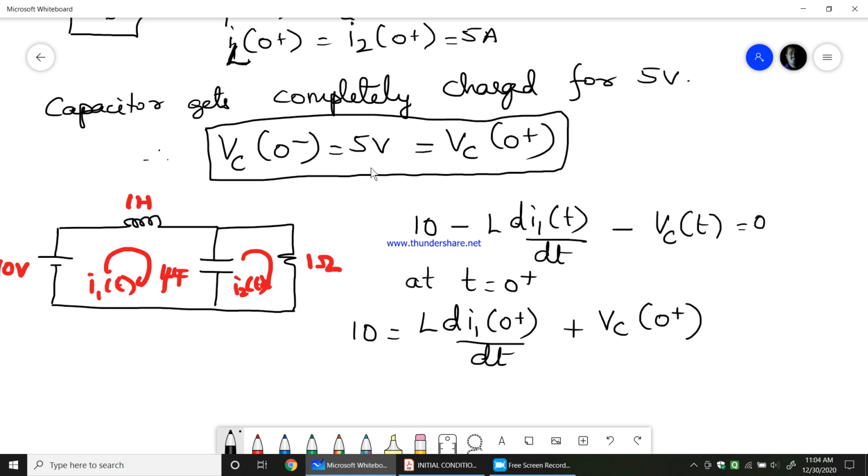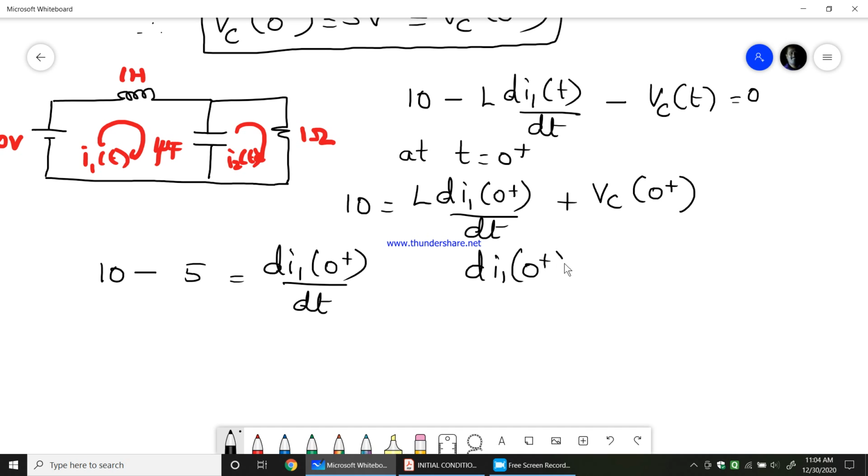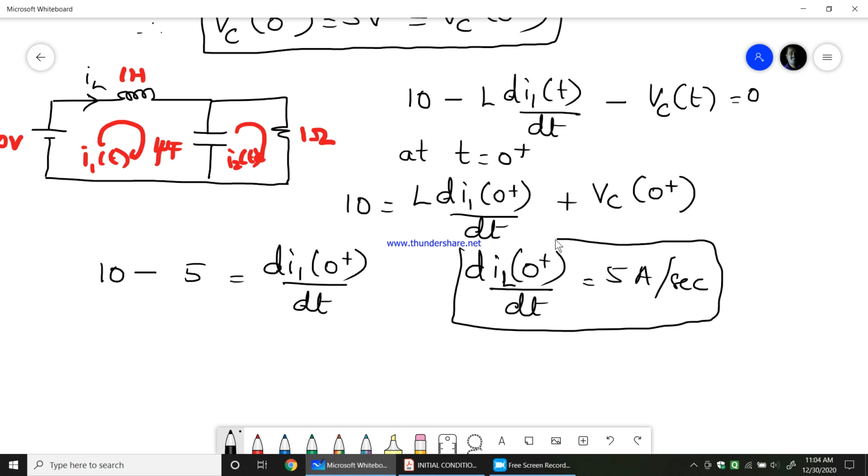Now we know Vc of 0 plus is 5 volts, therefore 10 minus Vc of 0 plus, which is 5, would be equal to L, which is 1 Henry, times di1 of 0 plus by dt. Therefore di1 of 0 plus by dt would be equal to 5 amps per second. Now this is dIL of 0 plus by dt only, because I1 of t and IL of t are the same, equal to 5 amps per second.